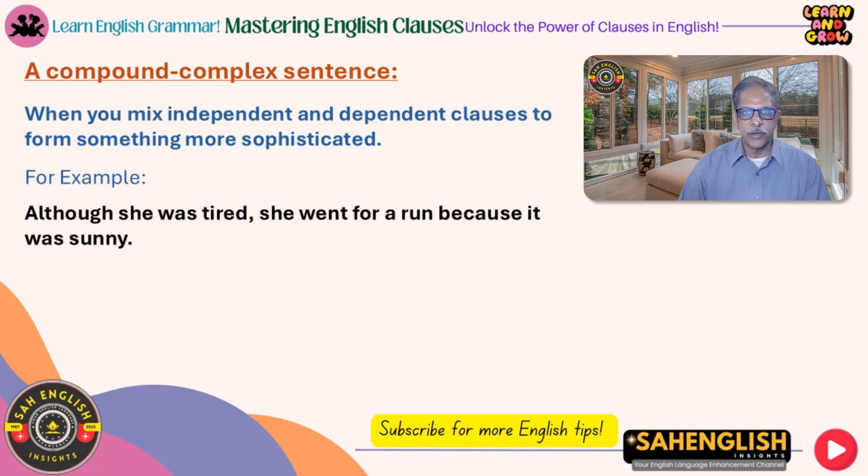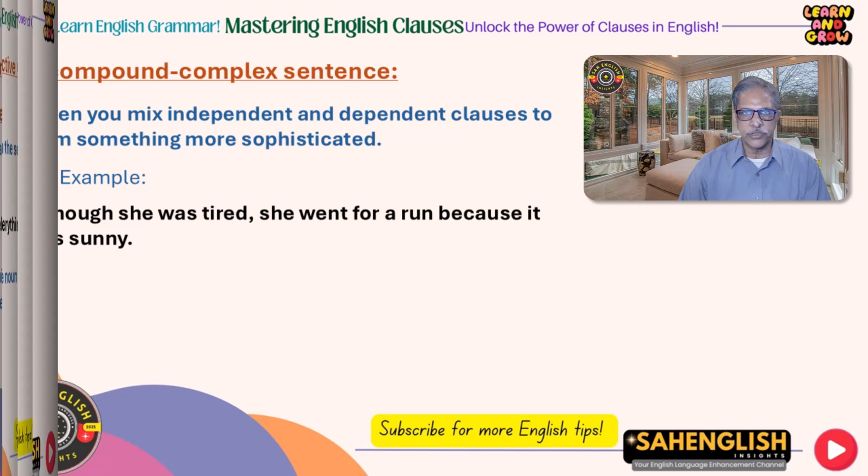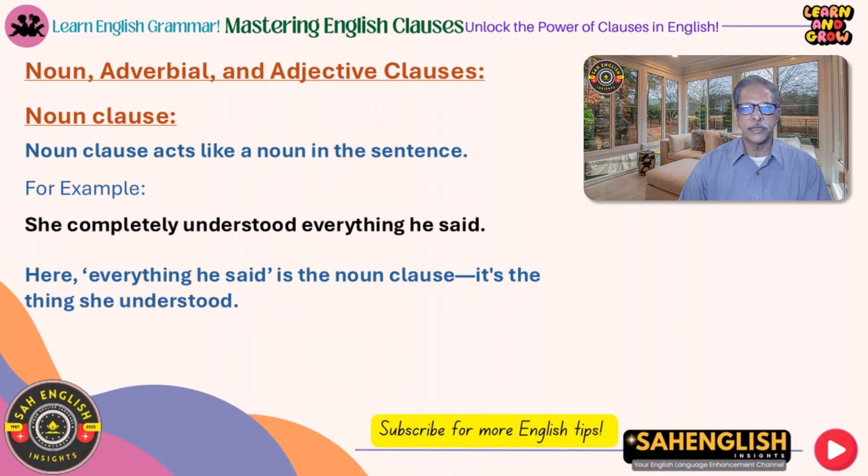Let's take a quick detour into the three major types of clauses. First, we've got the noun clause. This one's easy. It acts like a noun in the sentence. For example, she completely understood everything he said. Here, everything he said is the noun clause. It's the thing she understood.